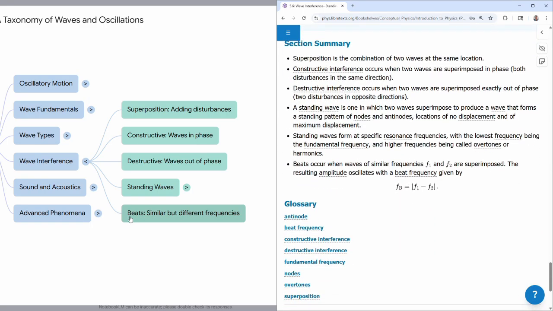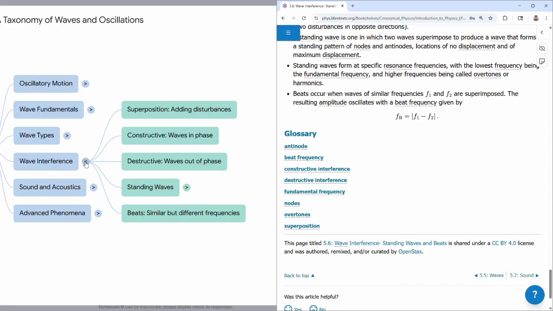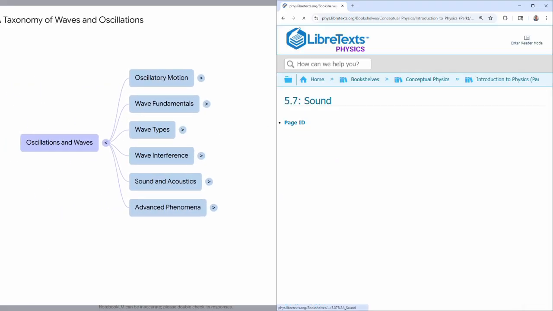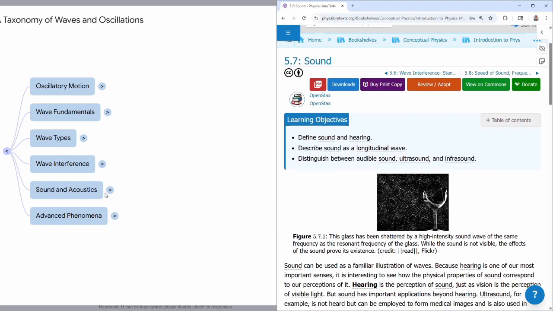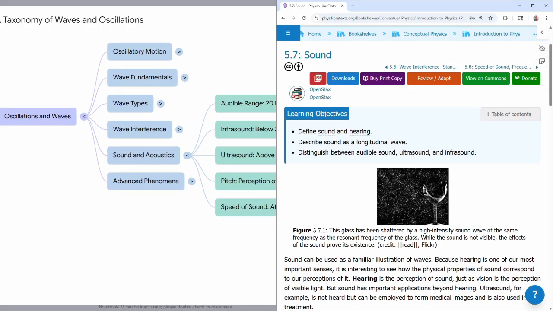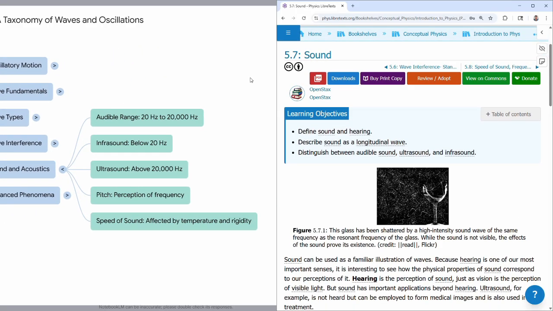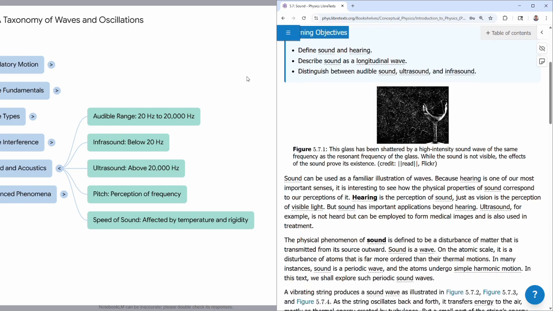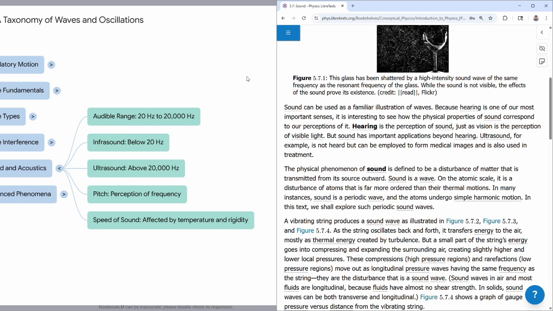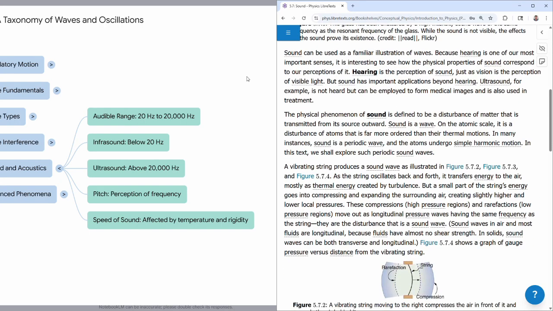So that's section 5.6, wave interference. In sections 5.7 and 5.8, we'll look at sound as an example of a wave, and one example that a lot of people are familiar with, hear about or hear directly, and it's the basis of music too. These interference phenomena, standing waves of sound, is basically how most of the musical instruments work.